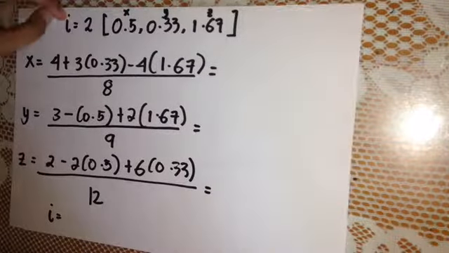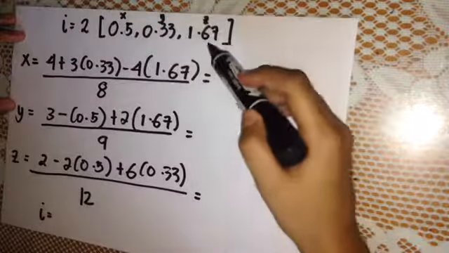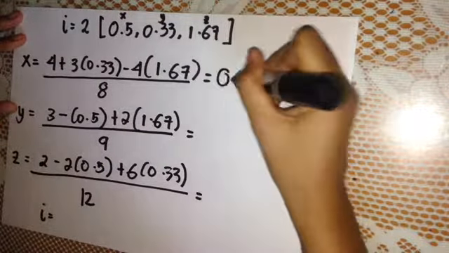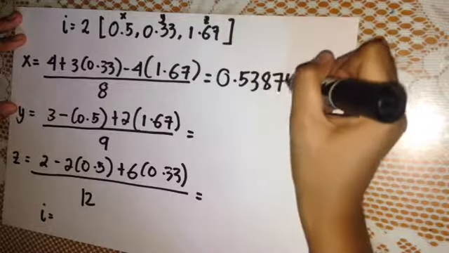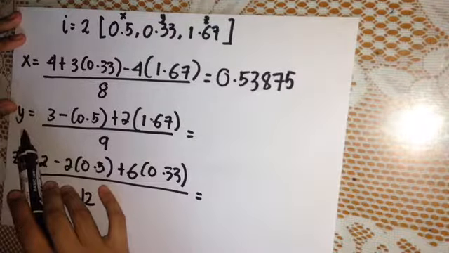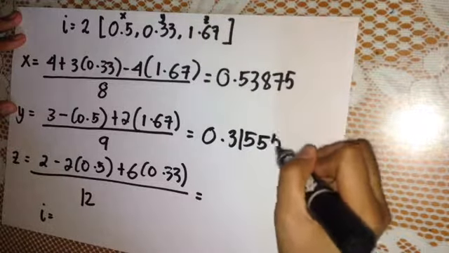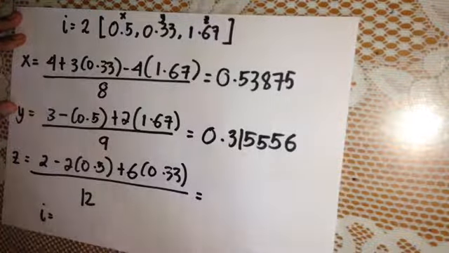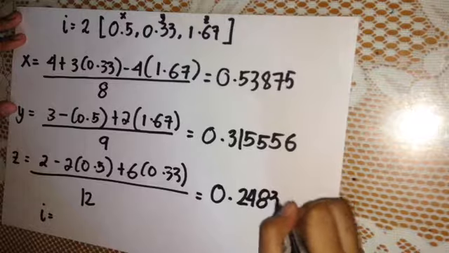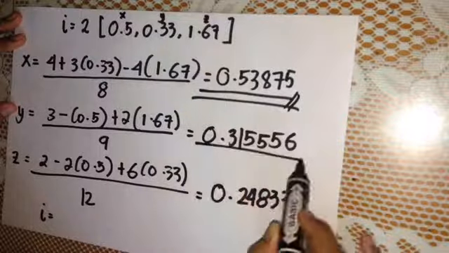Substituting our new initial point at 2, x equals 0.5, y is equal to 0.33, and z is equal to 1.67. If we substitute it to the value of x, we will get 0.53875. It's okay to consider all of the digits to get the exact answer. And we substitute it to the value of y, we will get 0.315556. And lastly, substituting it to the value of z, we will get 0.248333.